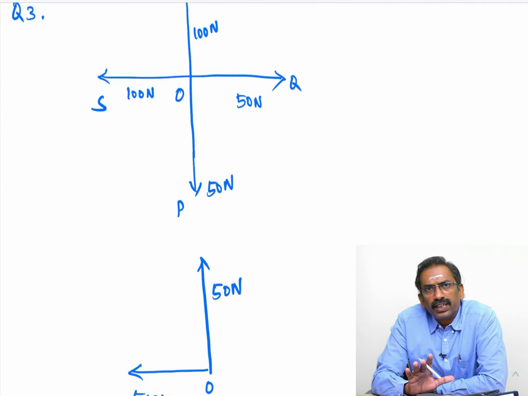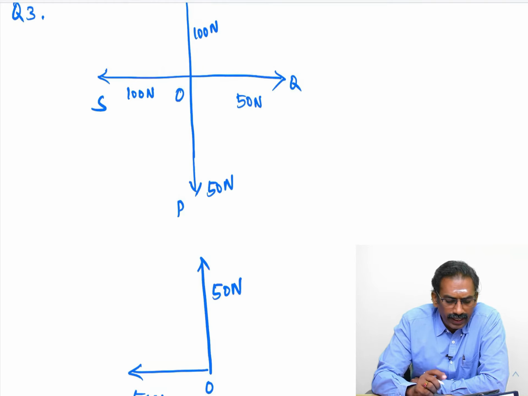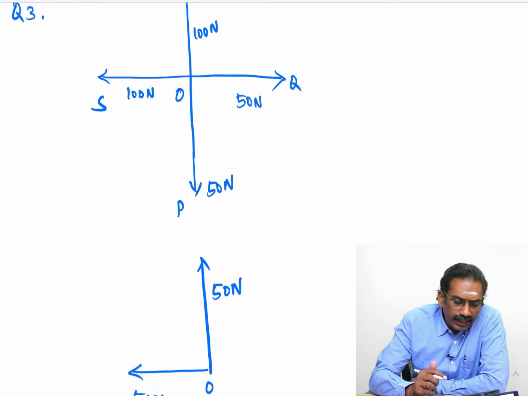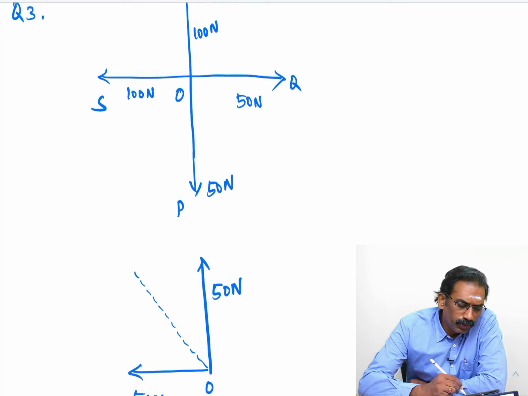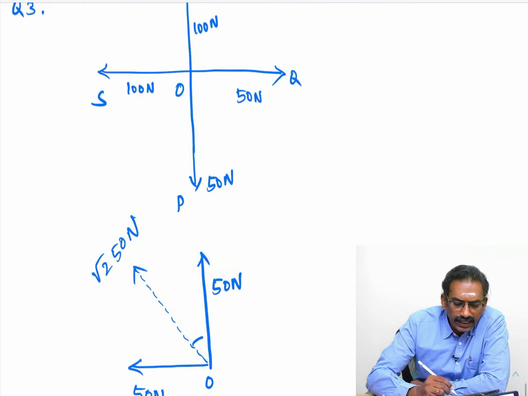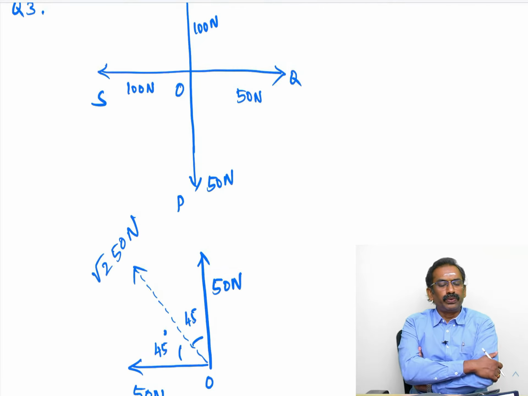Now these four vectors are simplified into two vectors, 50 Newton and 50 Newton, both are acting at an angle 90 degree. If two vectors of equal magnitude act at 90 degree, then resultant is equal to root 2 times any one of the magnitude, root 2 times 50 Newton. That will bisect the angle 90 degree, 45 with both vectors. This is the resultant, root 2 times 50 Newton.